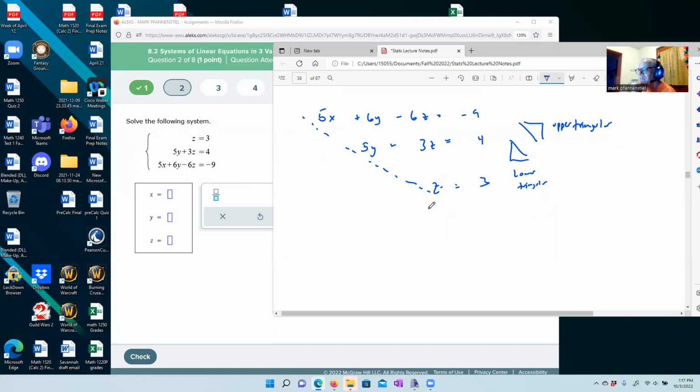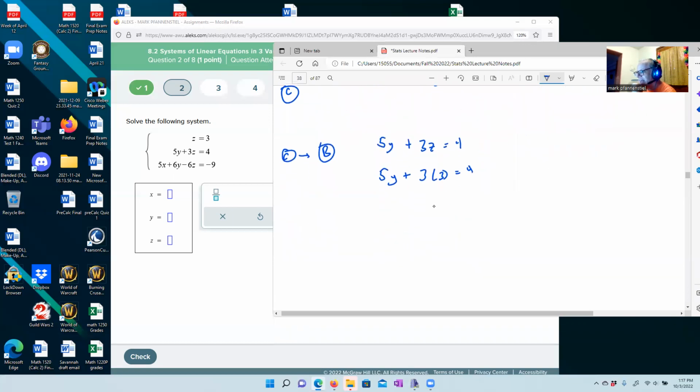So what we have here is z is equal to 3. Once I know that z is equal to 3, we have equations A, B, and C. What I'm going to do is take the solution I have for equation C and insert it into equation B. So we have 5y plus 3z is equal to 4. Once I know that z is equal to 3, we have 5y plus 3 times 3 equals 4.